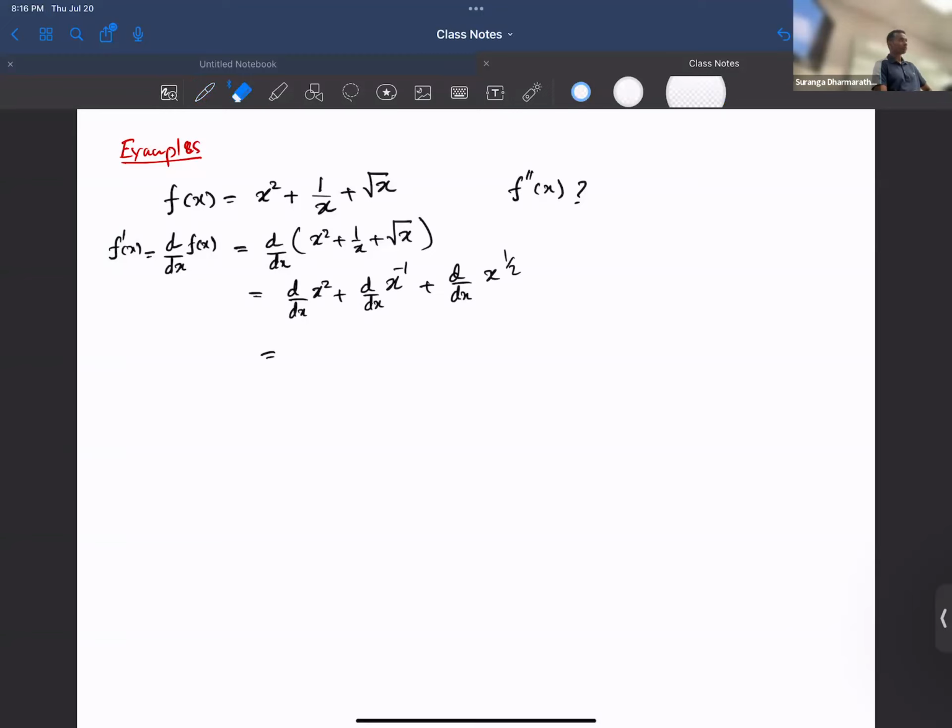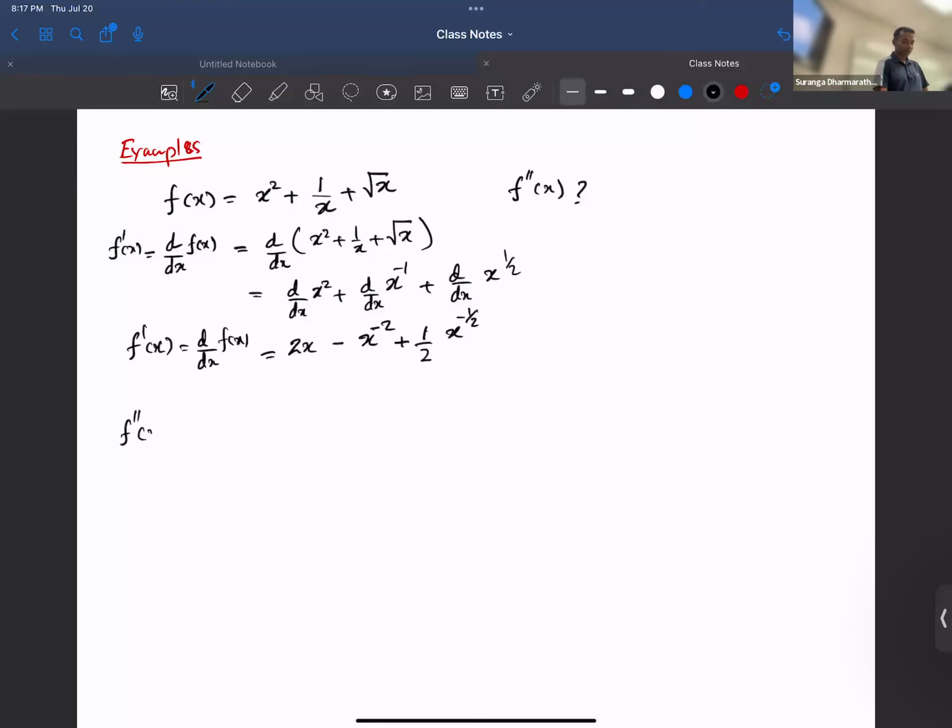What is the derivative of the first term? The first term, yeah, 2x. Yes, very good. Now you can do it correct straight off. 2x plus, what is this one? Negative x to the power negative 2, right? Negative 1, that's negative, right? Plus, this is half x to the power negative 1/2. And that's our f prime of x, or the first derivative.